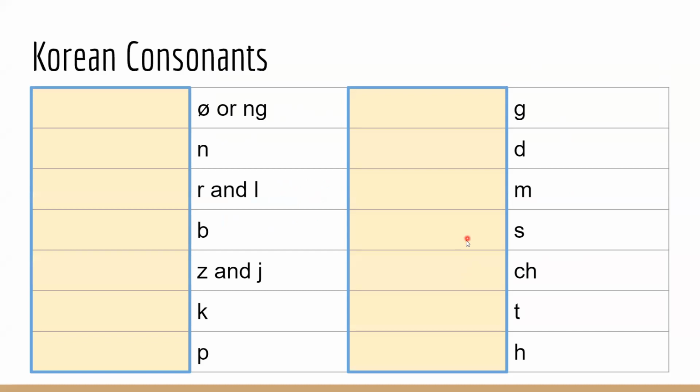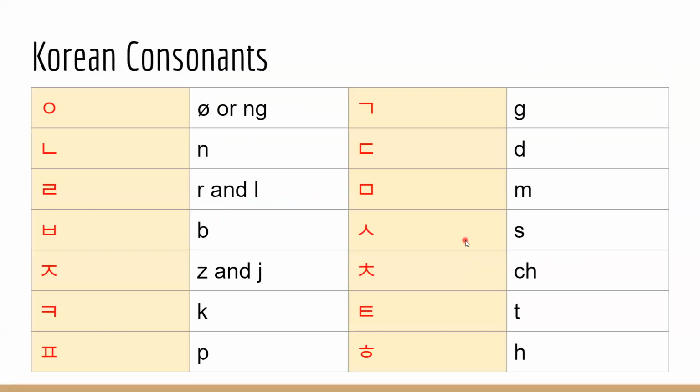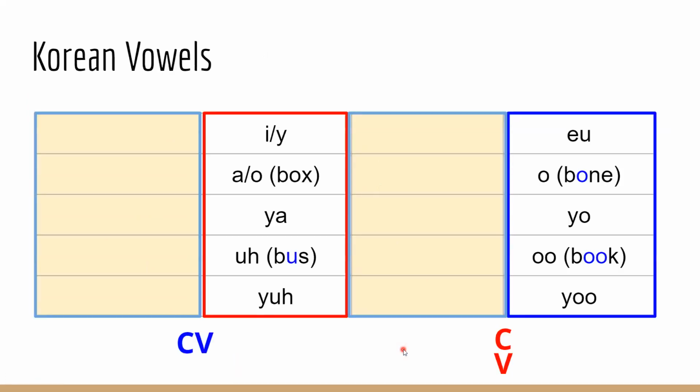3, 2, 1. The consonants are 응, 그, 느, 트, 르, 무, 프, 스, 츠, 치, 크, 트, 프, and h. Go ahead and fill out the vowels this time.